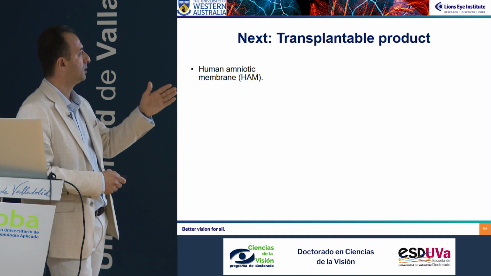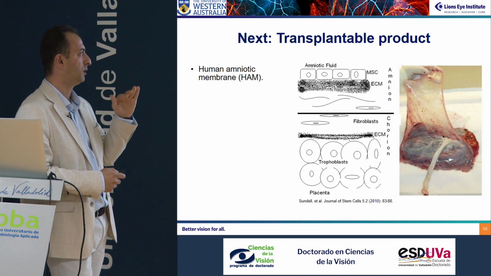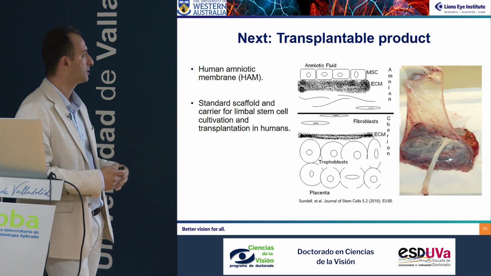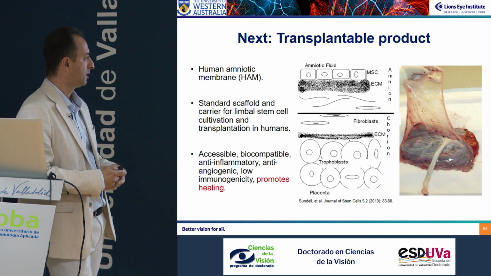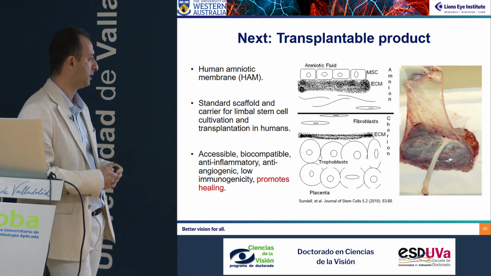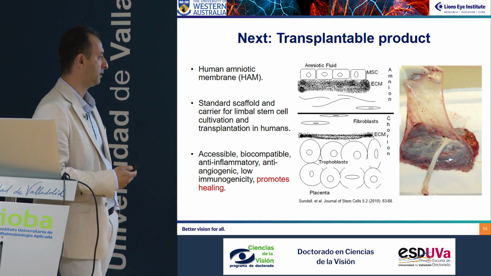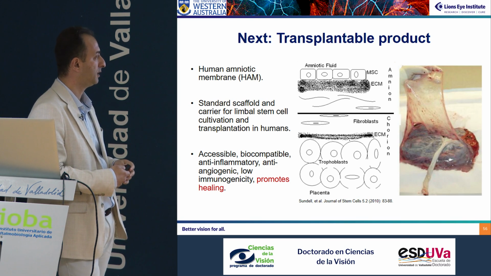But at the same time, we moved to the next step and decided to grow those cells on the amniotic membrane, which is a standard scaffold for limbal stem cell transplantation and culture in humans. We use it in the clinic every day. And the human amniotic membrane is very accessible, it's biocompatible, it has anti-inflammatory properties, it's anti-angiogenic, it's non or low immunogenic, and it also promotes healing.